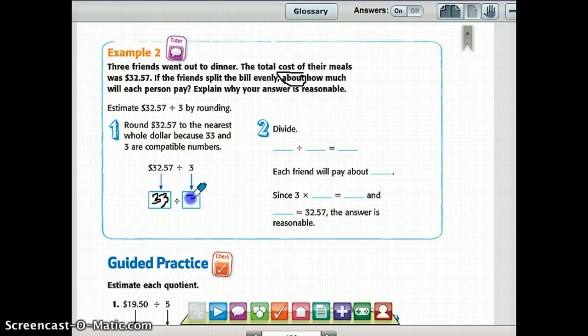So $33 divided by 3 gives us 11. So each friend will pay about $11. And here's how they checked for reasonableness. They multiplied 3 times 11, the inverse operation, and they got 33. And they knew that $33 was pretty close to $32.57, so that means the answer is reasonable.